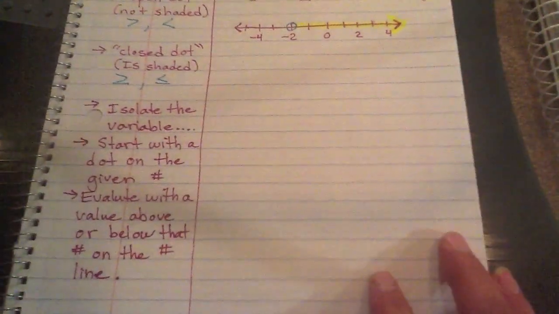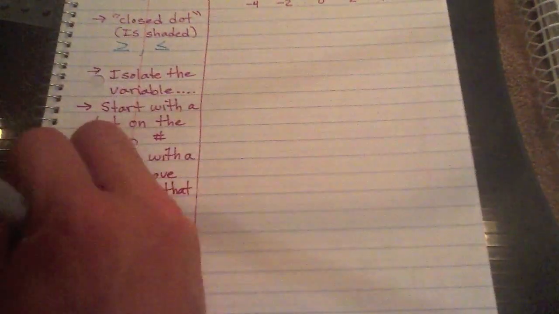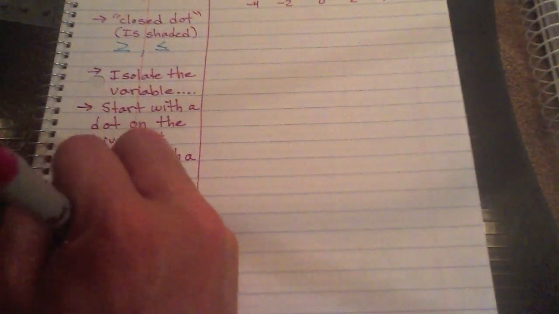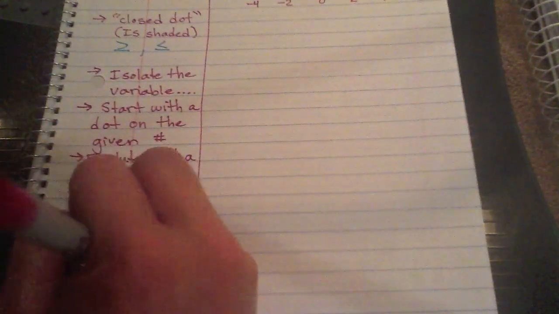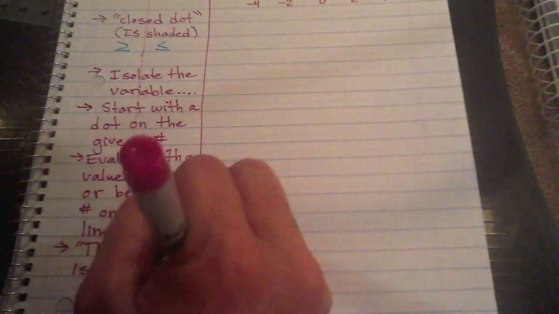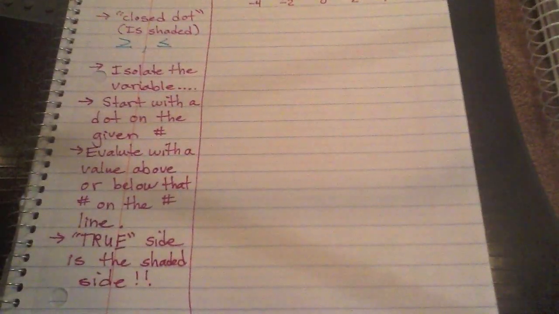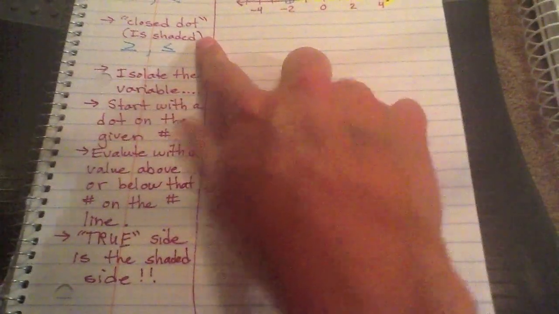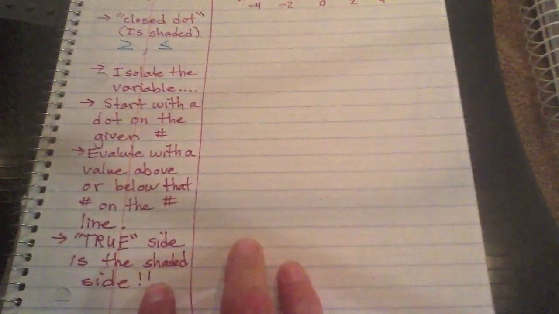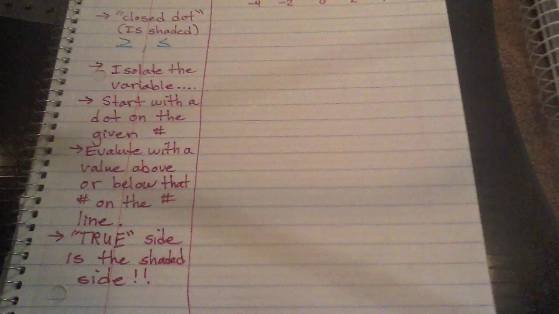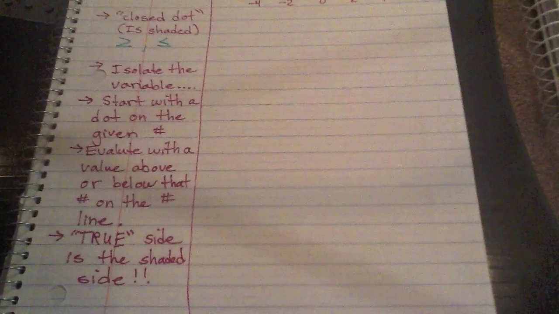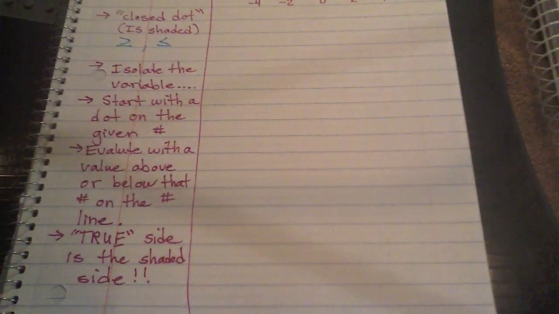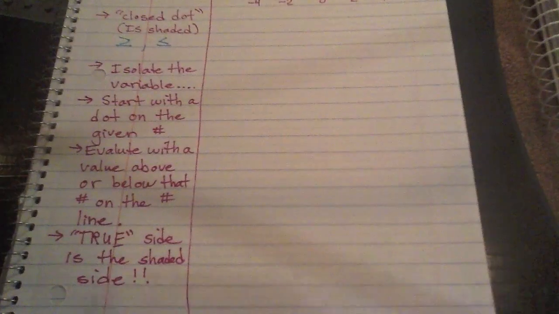Like we did with 0 over here. And then the true side is the shaded side. So you always shade possible answers, which is why we use a closed dot when it's "or equal to," because it's shaded. It's part of the shaded answers. Open dot when it's not "or equal to," because it's not part of the shaded answers. So go ahead and hit pause, finish writing that, otherwise I'm going to move it and start explaining more.